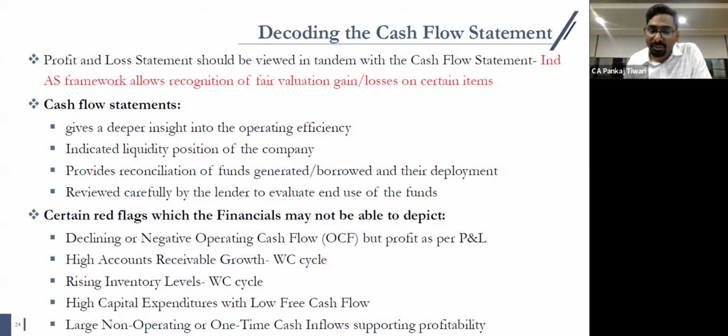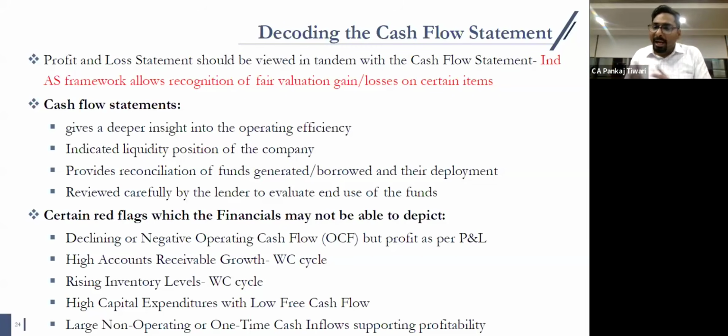High capital expenditure with low free cash flow. If I don't have free cash flow and I'm making high capital expenditure which will not support my revenue growth, then this is a red flag for me which I should identify.